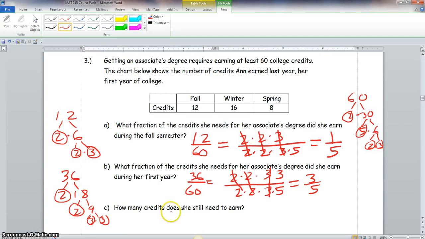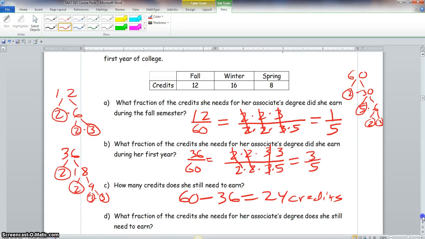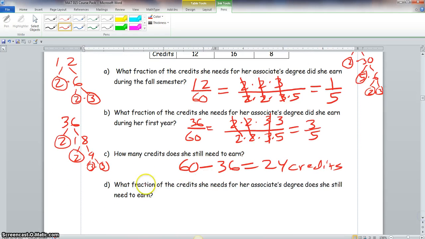Now it says, how many credits does she still need to earn? So we know it's 60 that it takes her to graduate. She's already earned 36. So that leaves 24. So that's 24 credits. So that takes care of C, 24 credits left. Now we go to D.